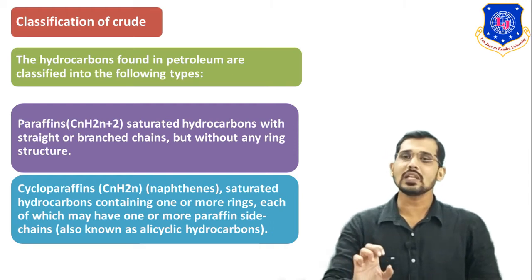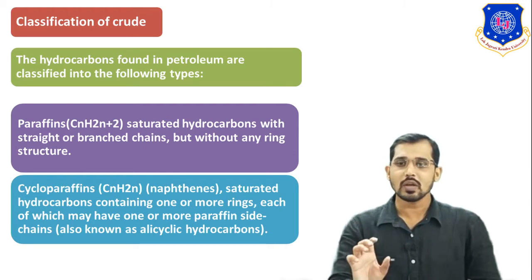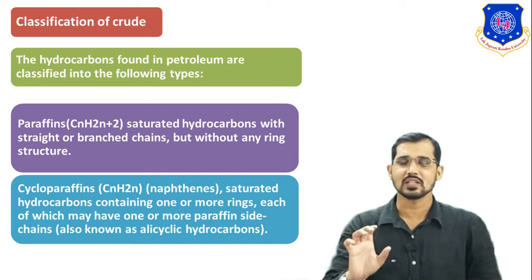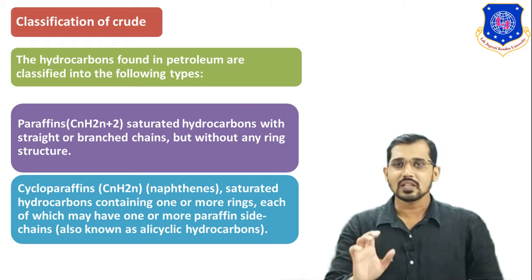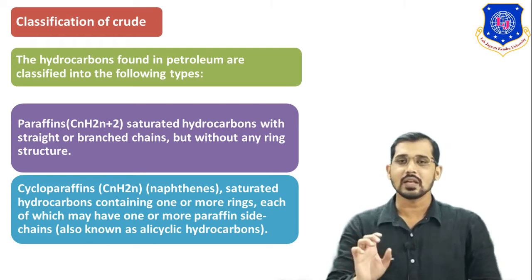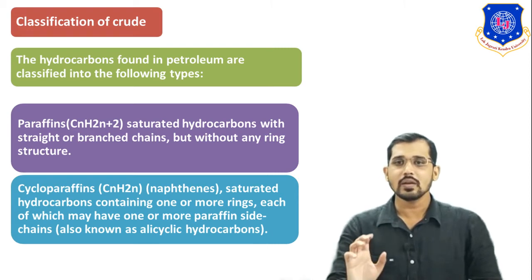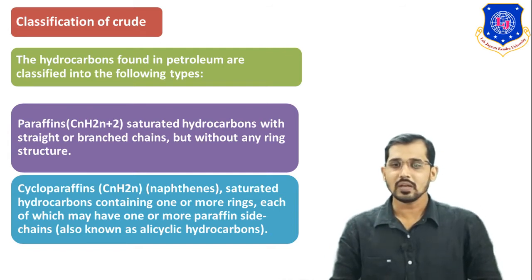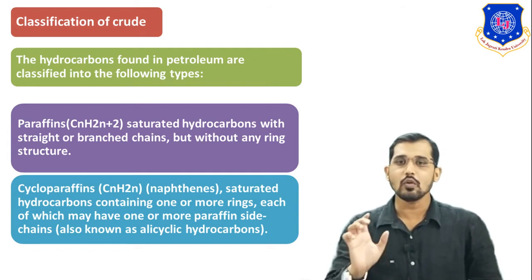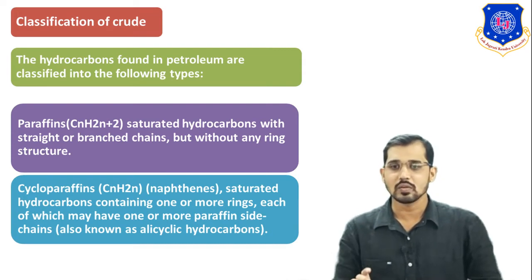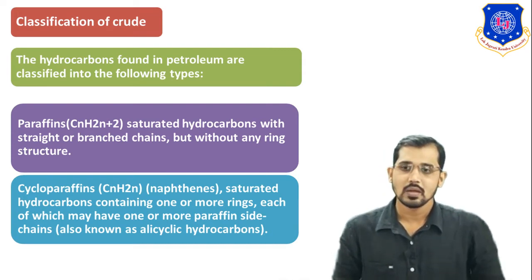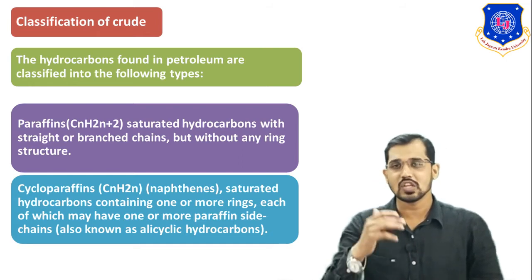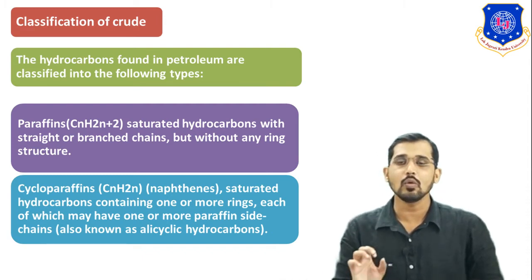After that, the next point is cycloparaffins, and the general formula for that is CnH2n. I can say naphthenes, means naphthenes is nothing but cycloparaffins. These are nothing but saturated hydrocarbons. Again, they contain only single bonds. They contain one or more rings, means this compound contains some ring, each of which may have one or more paraffin side chains, also known as alicyclic hydrocarbons. First of all, you should know paraffins means no ring is involved. Whenever a ring is involved, that compound is known as a cycloparaffin.